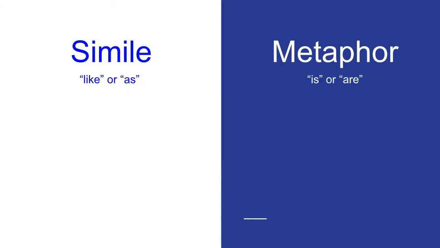Let's start with similes and metaphors. They're pretty similar. Both compare two things. They use a common or ordinary idea to help explain a difficult or complex one. The difference? Similes always use the words like or as, and metaphors don't. That's it. Typically, metaphors use is or are instead. That's the only difference, but it's a big one. And let's find out why.